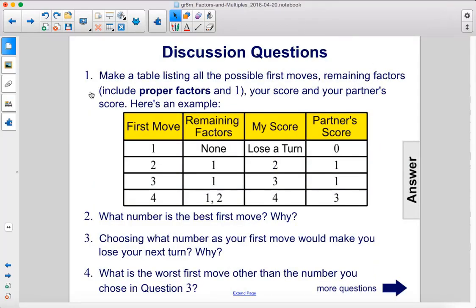Discussion questions. Make a table listing all the possible first moves, remaining factors, including proper factors and 1, your score and your partner's score. Here's an example. What number is the best first move? Why? Choosing what number as your first move would make you lose your next turn? Why? What is the worst first move other than a number you chose in question 3?